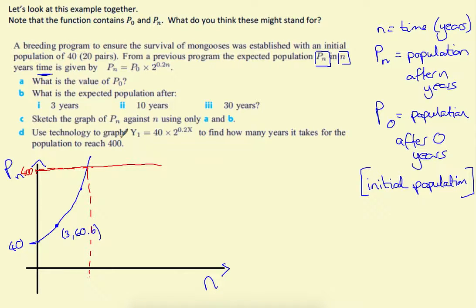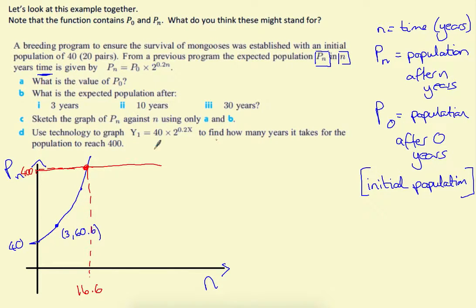I need this line, so I'm going to add in a second function. I'm going to put function 2 is equal to 400, and it will draw that red line on for me. I've got to scroll a little bit up on my calculator, but they do intersect, and then I can use function intersection to get that point of intersection. It happens at 16.6096. That is this point.